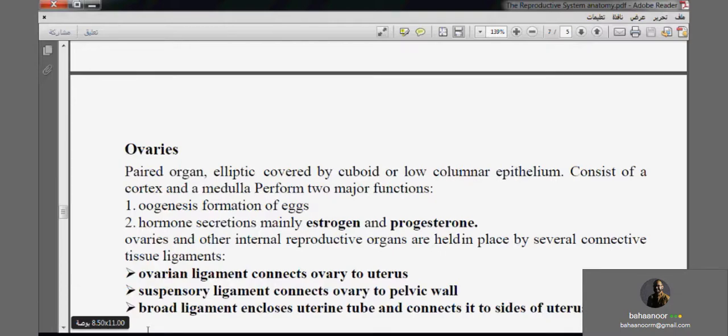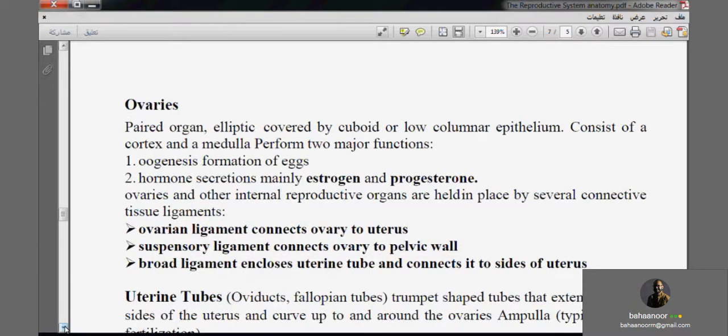The ovaries and other internal reproductive organs are held in place by several connective tissue ligaments. These ligaments keep them in place inside the body. The ovarian ligaments connect the ovary to the uterus. The suspensory ligament connects the ovary to the pelvic wall. The broad ligament encloses the uterine tube and connects it to the side of the uterus.